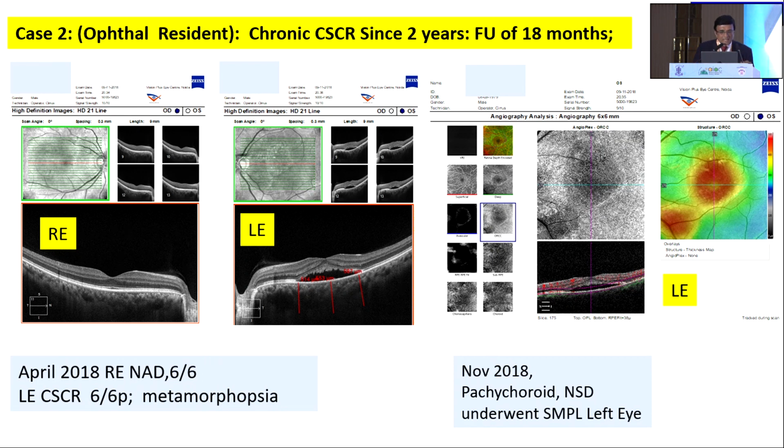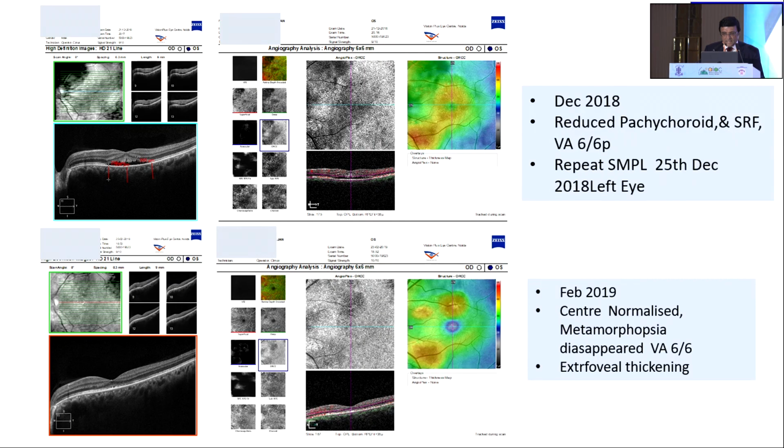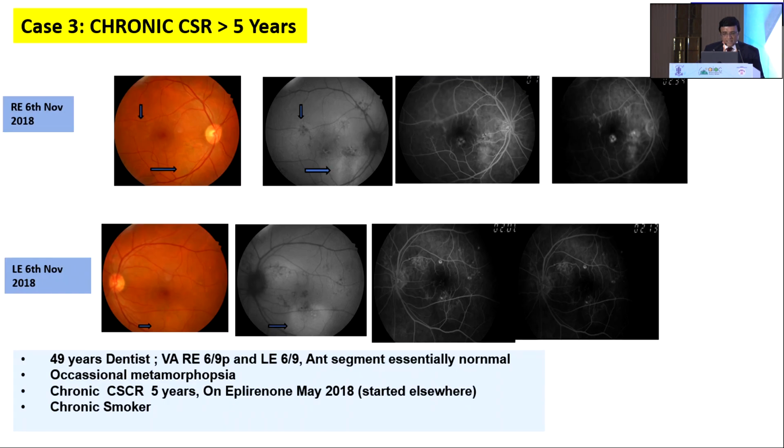This is an ophthal resident. He has now finished his post-graduation, and he used to drive down and come to me with his CSCR. We treated him and managed him well. He was under a tremendous amount of stress. This is the first treatment he received in November 2018, which was followed by a reduction of neurosensory detachment, as you can see here. He received a second treatment here and then was followed up in February 2019. The fovea was absolutely flat with disappearance of the neurosensory detachment, and he did well.